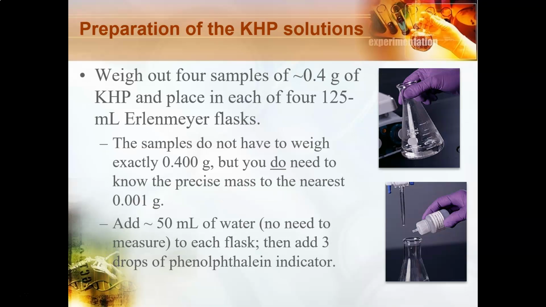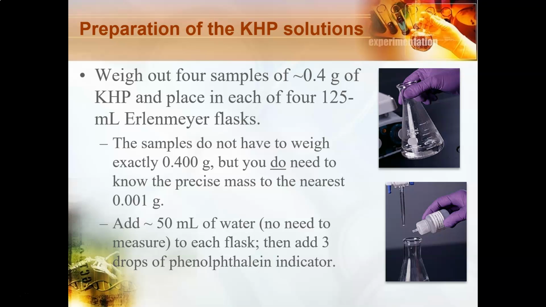So we're going to start by weighing out 4 samples of about 0.4 grams of KHP, and we'll weigh by difference. We've demonstrated to you how to do that before. And we'll place each of those samples into 4 125 milliliter Erlenmeyer flasks. The samples don't have to be exactly 0.400 grams, but you do need to know what the mass is to the nearest 0.001 grams.